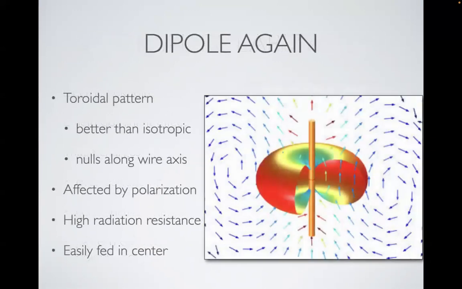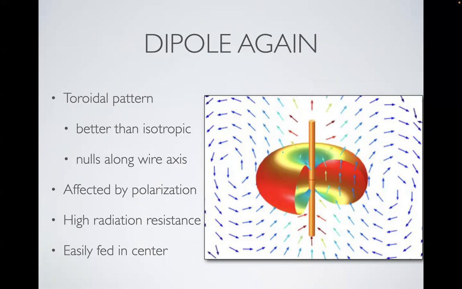So if we go back to dipoles and take a look at them, they have an interesting pattern all on their own. This is what it looks like in free space. It's a donut, or a toroid, as we call it. And this is actually better than an isotropic radiator because you get a certain amount of concentration and you get nulling along the axis of the wires. And this can be really good. It's 2.2 decibels above an isotropic radiator.